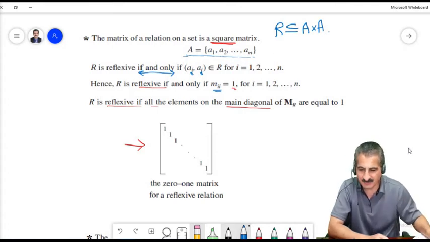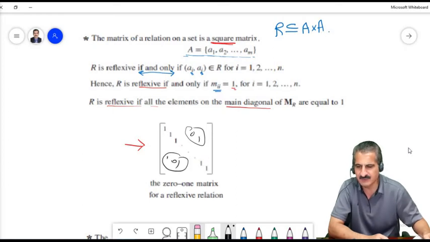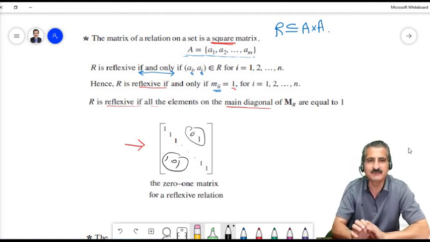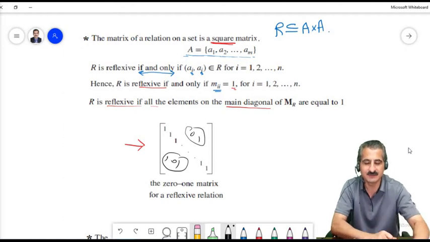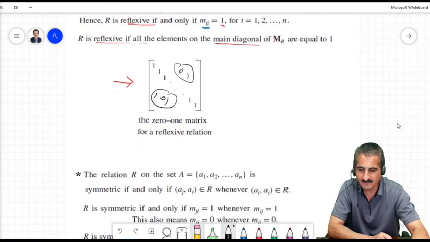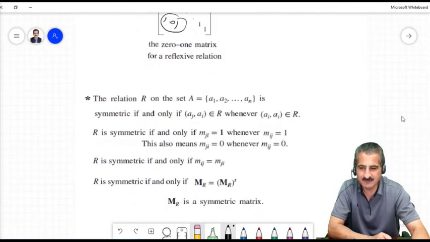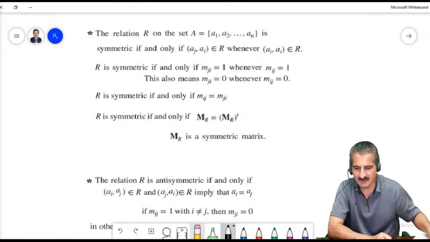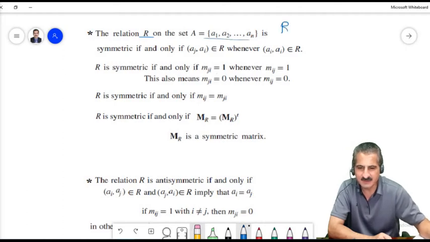For a relation to be reflexive, its matrix must contain 1s all the way in the diagonal. And what about the other places outside the diagonal in the matrix? We can have 1s or 0s in here, no problem. We can have anything here. But when we talk about reflexive, we care about what is there in the diagonal. Now, what about symmetric? Can we tell from the matrix whether a relation is symmetric or not? Again, we are talking about a relation on a set A, from A to A. So we have a square matrix again.